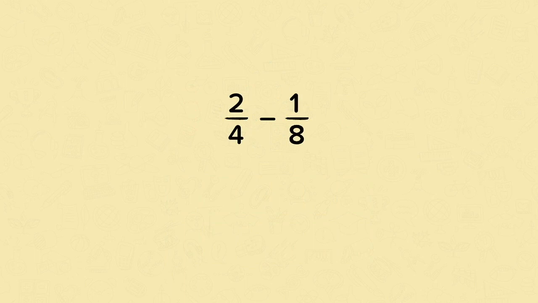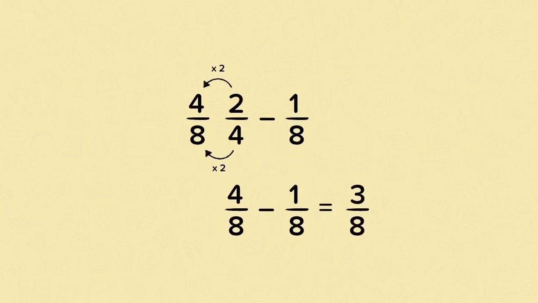Now let's try subtraction. Once again, if the denominators are different, we need to convert one of the fractions so that they both have the same denominator. Let's convert 2/4 into 8ths. To change the denominator of 4 into 8ths, multiply the numerator by 2. 2 times 2 equals 4, so the equivalent fraction to 2/4 is 4/8.